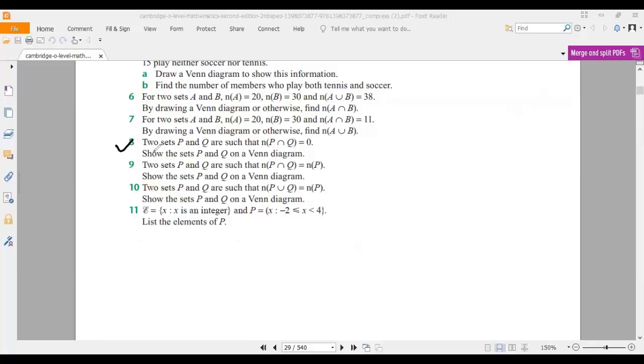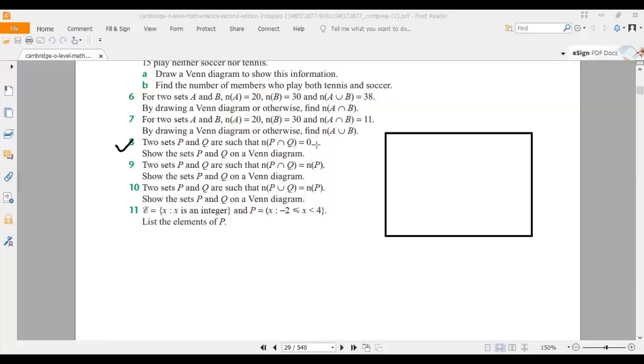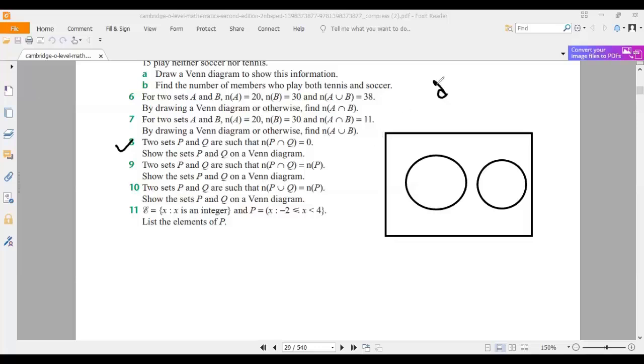Now, question number 8. Two sets P and Q are such that n of P intersection Q equal to 0. Show the sets P and Q on a Venn diagram. n of P intersection Q equal to 0. That means there is nothing common in the sets P and Q. So we can say these will be two different sets that will not intersect each other. That means these sets are called disjoint sets.